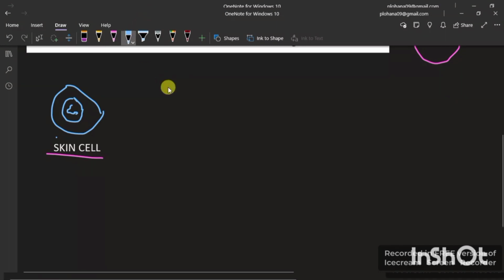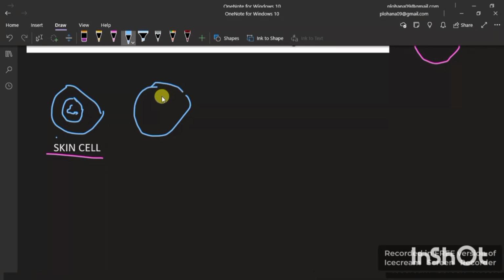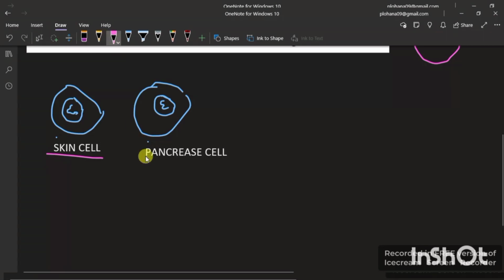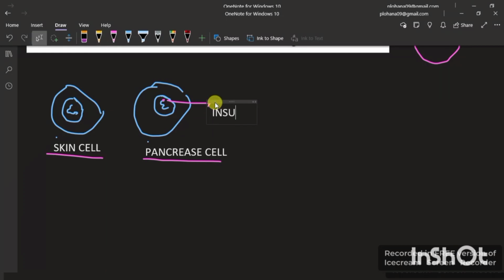Now I'm just going to make the cell of pancreas. This is the cell of pancreas. This is the nucleus, and here we have DNA. This is the pancreas cell. Here we know that there is the insulin gene. Let me write here: insulin gene.